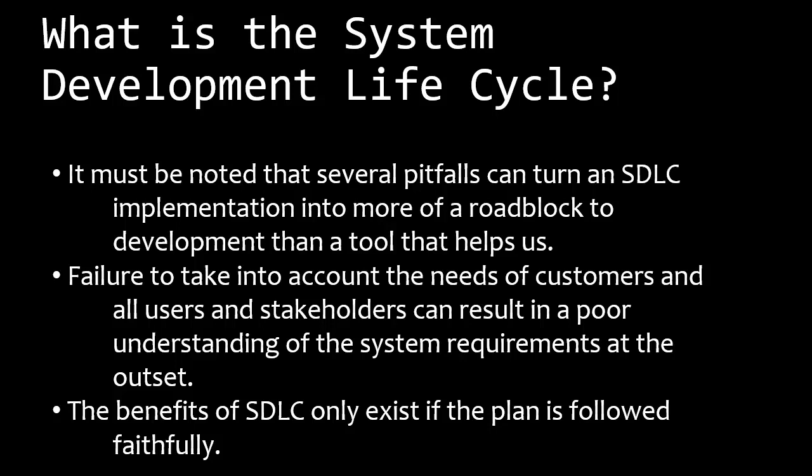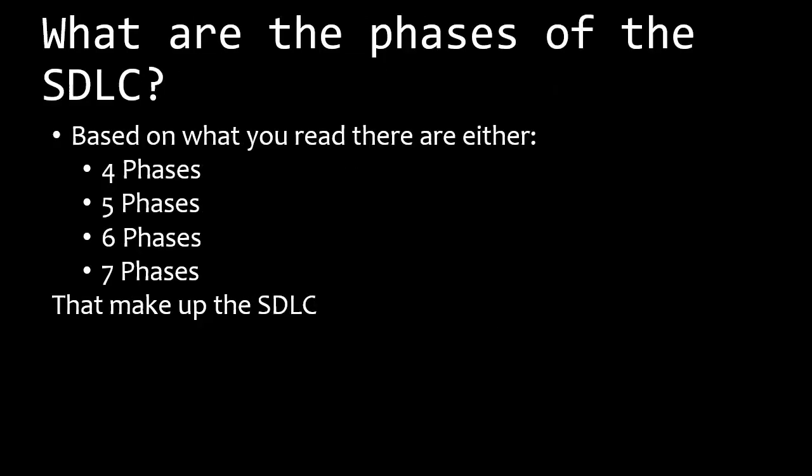All right. So that final bullet point, the benefits of the SDLC only exist if the plan is followed faithfully. All right. Hopefully that kind of defines what this system development lifecycle is all about. Now let's talk about the phases of the system development lifecycle. Based on what you read, there are either 4, 5, 6, 7 phases that make up the system development lifecycle. Once again, nobody agrees with anything in the industry. I hope you're starting to understand that.